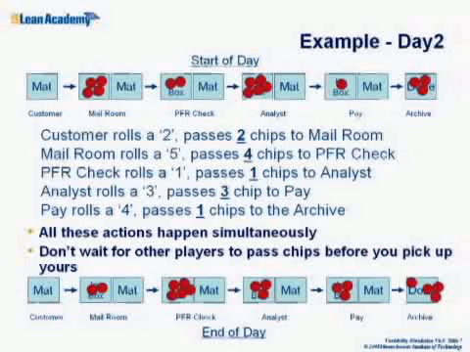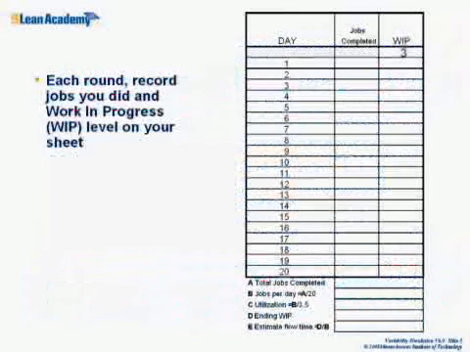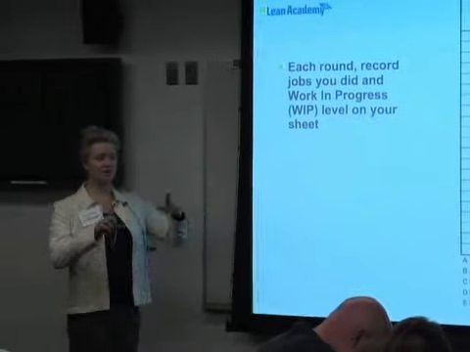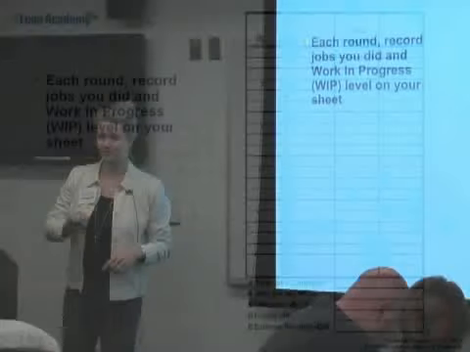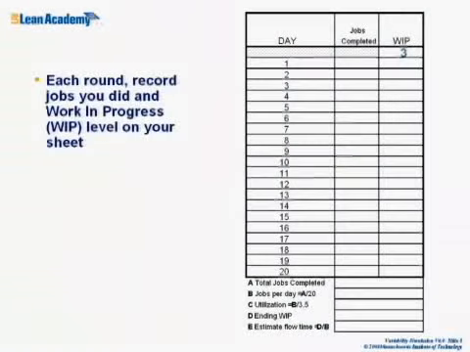We're going to play for 20 days and see how things go. Now, each round, you have to record the jobs that you did and the work in progress on your sheet. So take a look at your mats. You have one inbox and one record sheet. So each day, you roll the die, you pass chips, you make your records.